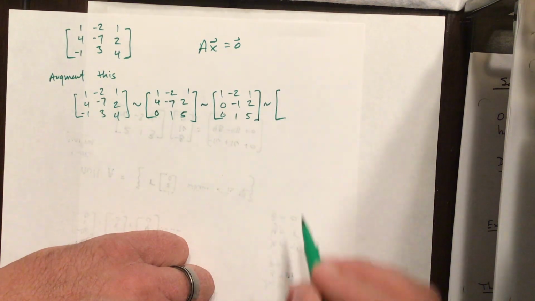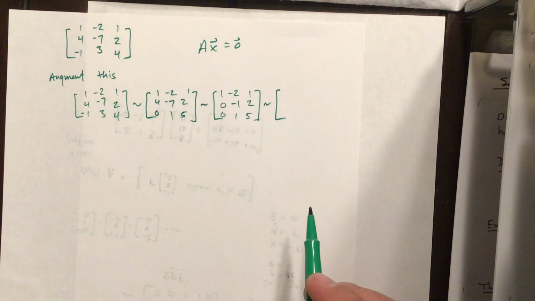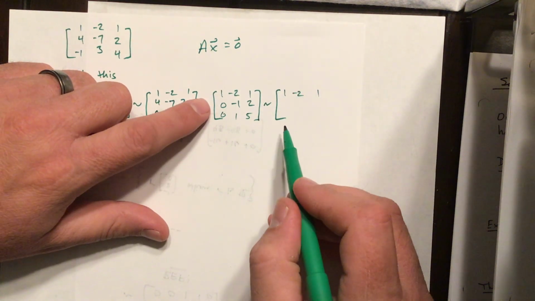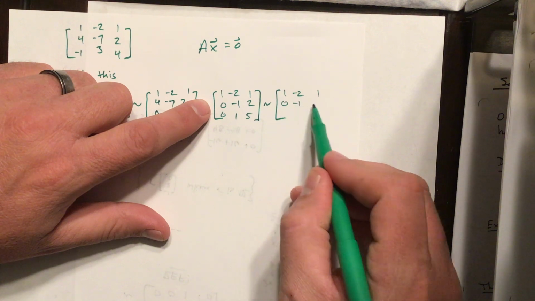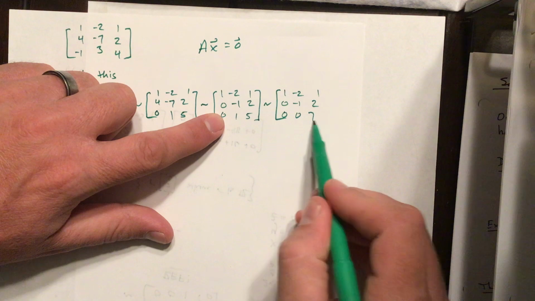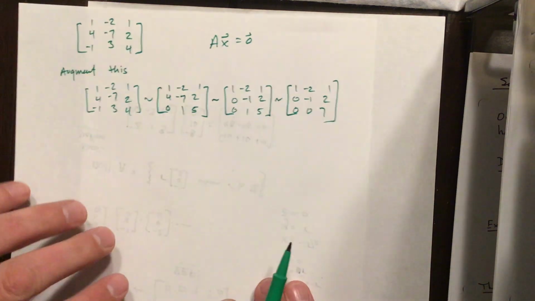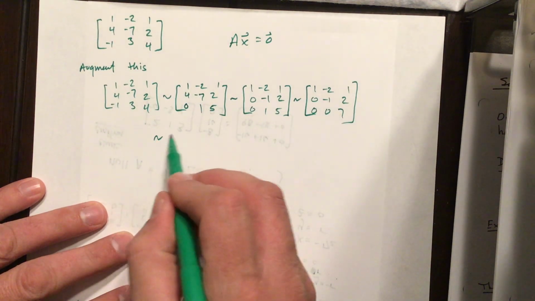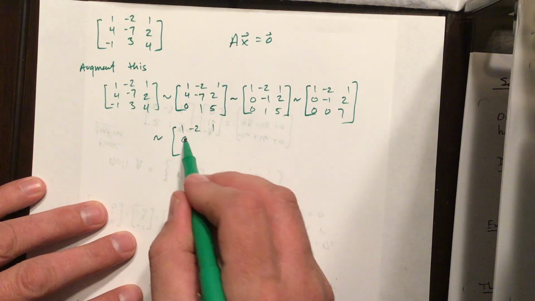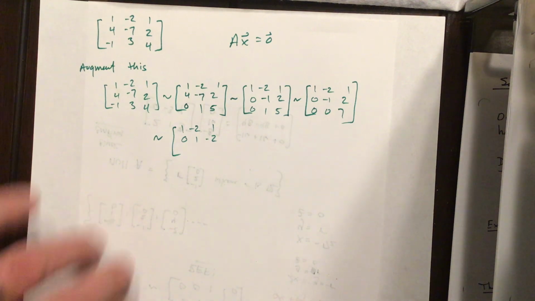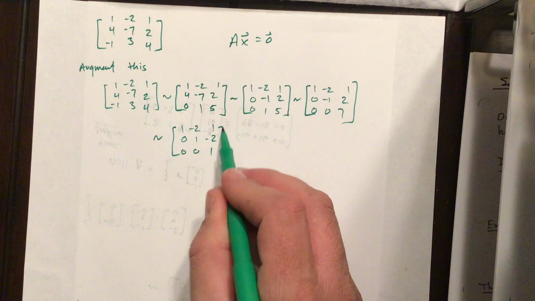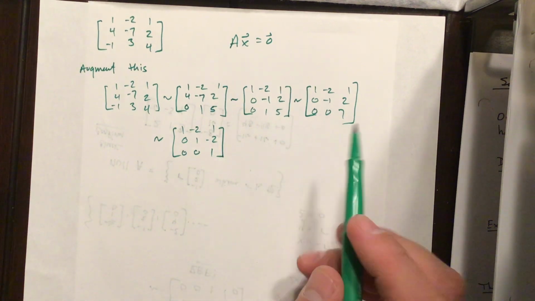Okay. And let's add rows 2 and 3 together. So 1, -2, 1. 0, -1, 2. 0, add this together, 0, add that together, 7. Okay. So let's do 2 steps in 1 here. 1, -2, 1. That's 0, 1, -2. Okay, and make that 0, 0, 1. Okay, I'm just scaling both rows 2 and 3.